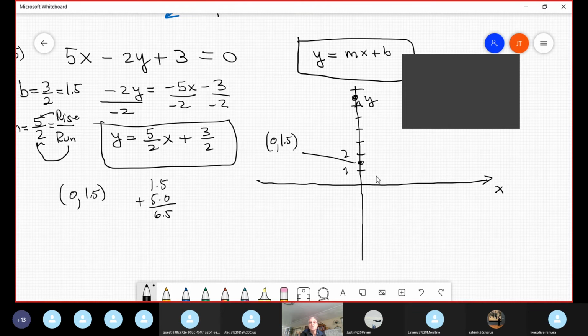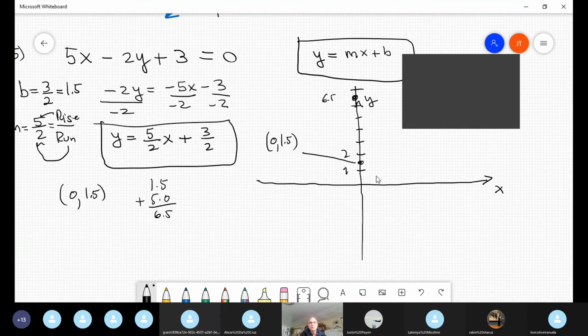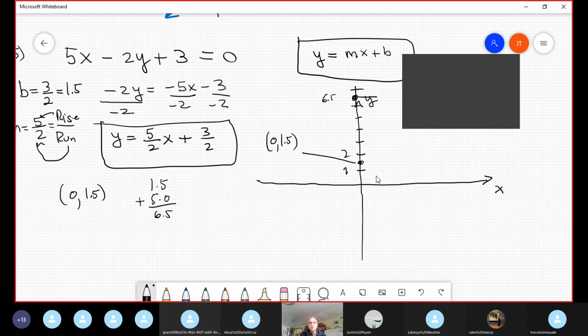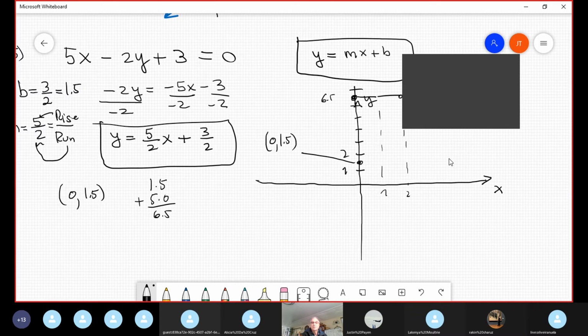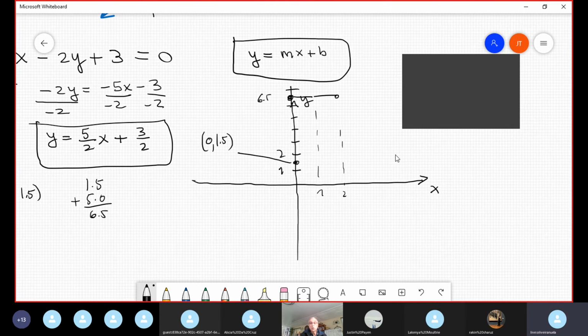And 2 to the right. This is 6.5 level, no? 6.5 level. And 2 to the right. 1, 2. This is 1. This is 2. And this point is a point. The point is 2, 6.5. Very, very well. This and this together, connect with a straight line, and that's the story.